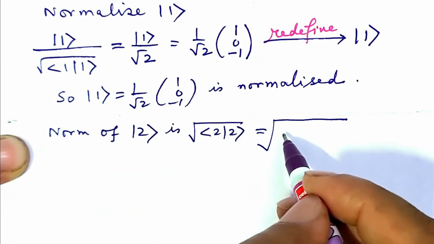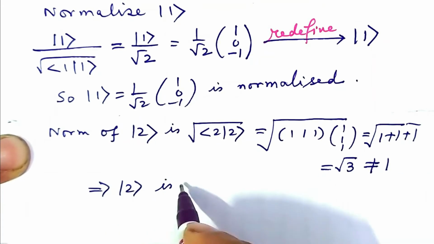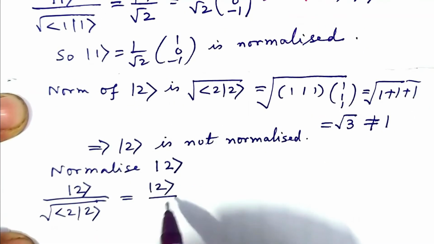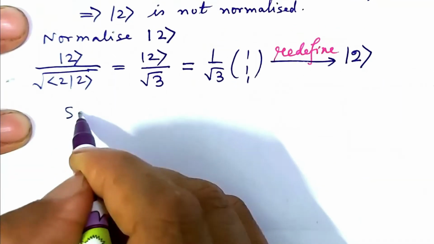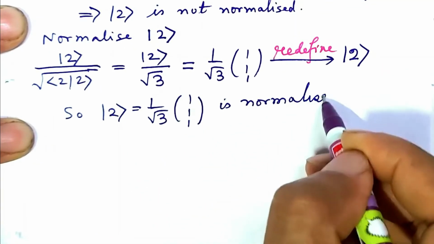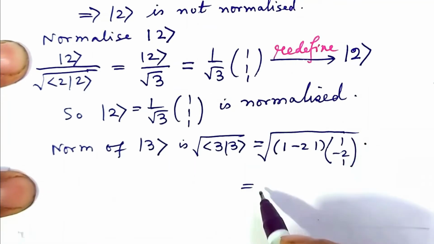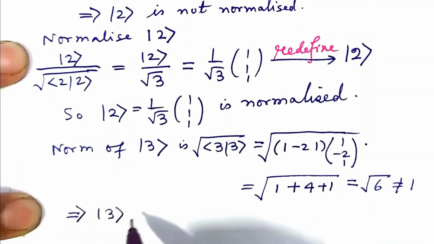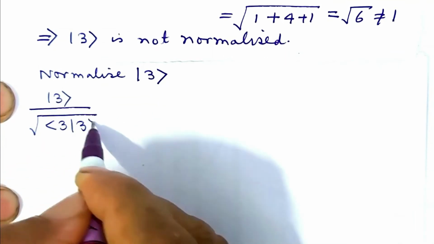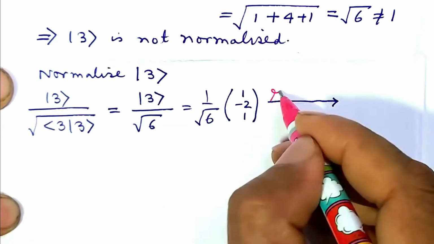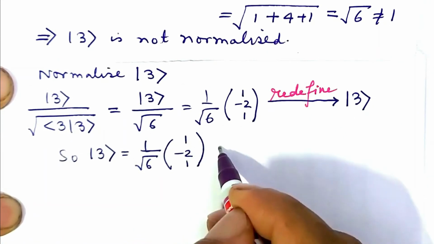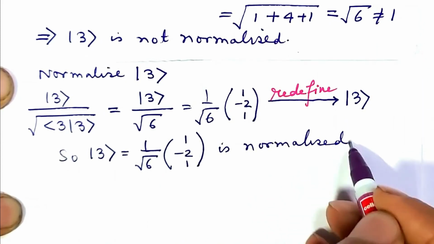Norm of ket 2 is not unity and hence ket 2 is not normalized. We normalize it and redefine the normalized ket as ket 2. So ket 2, which is 1 by root 3 times 1 1 1, is normalized. Norm of ket 3 is not unity and hence ket 3 is not normalized. We normalize it and redefine the normalized ket as ket 3. So ket 3, which is 1 by root 6 times 1 minus 2 1, is normalized.